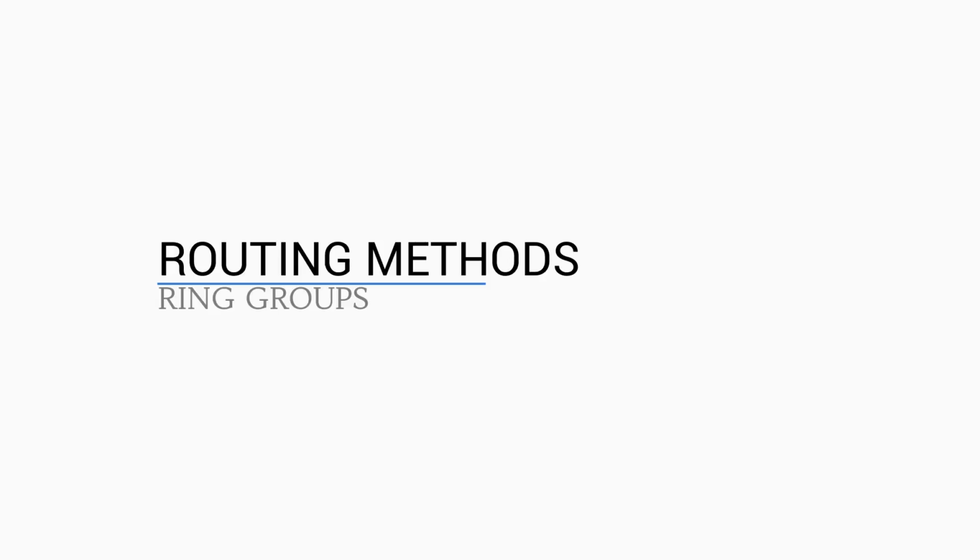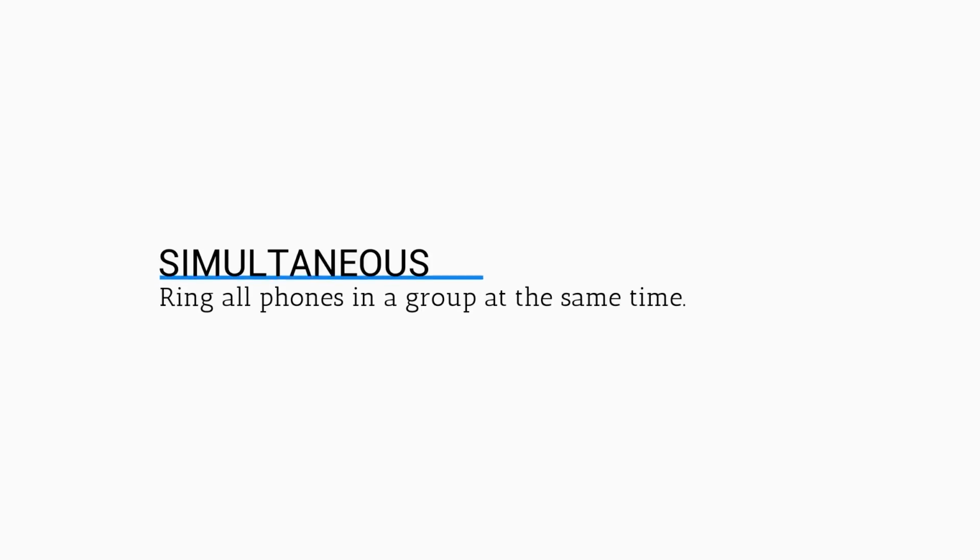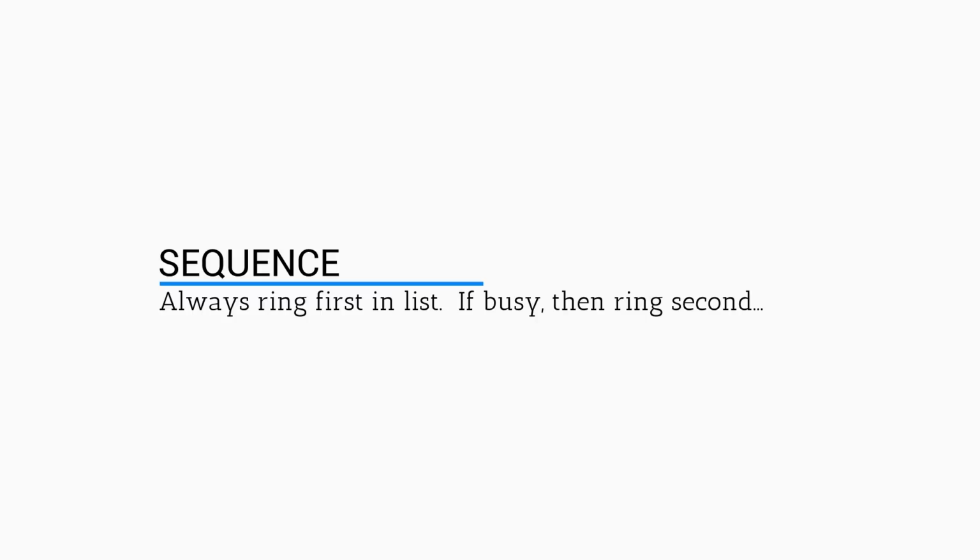There are three main ring group delivery methods. Simultaneous, where calls are delivered to all defined destinations at the same time. Sequence, where calls are always delivered to the first extension listed, unless it's busy. Then it's delivered to the second, then the third, and so on.